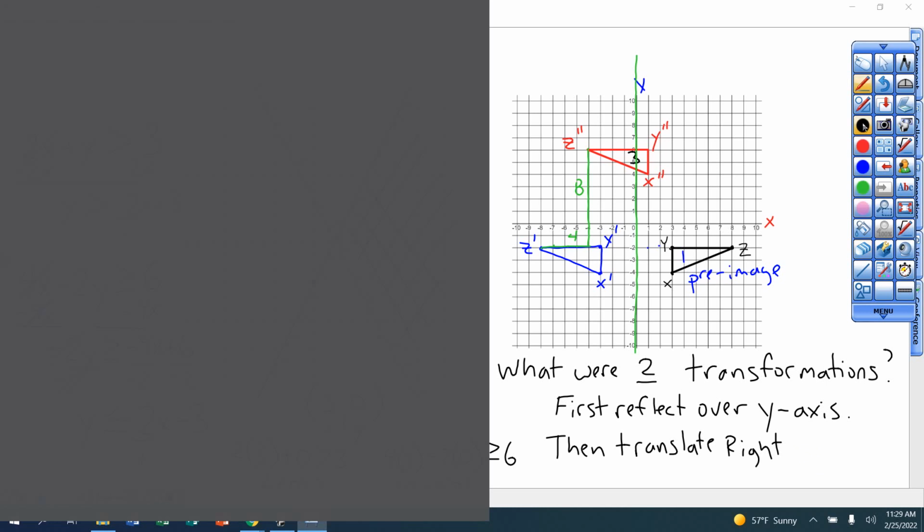Right 4, up 8. That's what it took to get from that pre-image across that y-axis and then slid up here in a motion again, following this arrow. Right 1, 2, 3, 4, up 1, 2, 3, 4, 5, 6, 7, 8. So again, following that pattern, let's draw the real vector arrow right there.